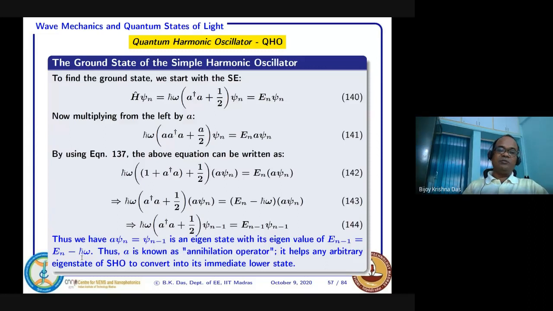So now you understand the utility of this operator A. If you know any eigenstate solution, you operate on it and you get the lower state. Again you operate, and again you get one lower level state. So it helps to find the lower order eigenstates. That is why this operator is known as the annihilation operator, or in some books the lowering operator, because it is lowering the eigenstate. Okay, so this is clear.